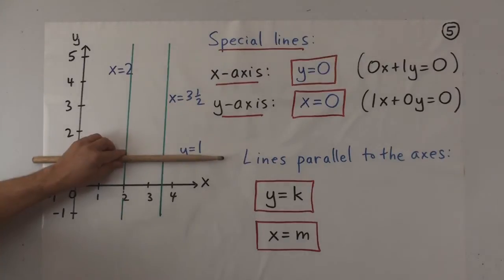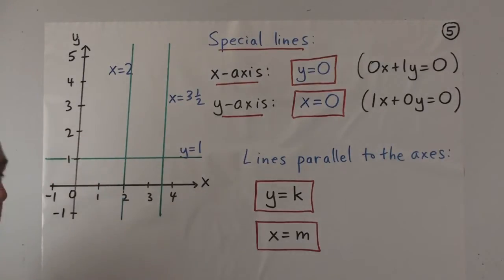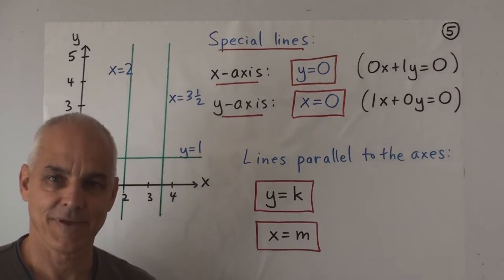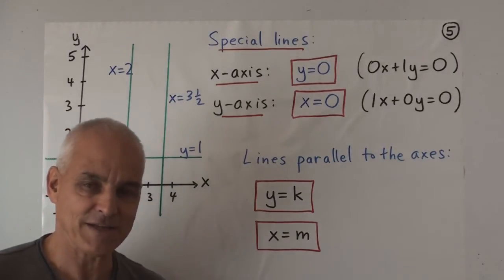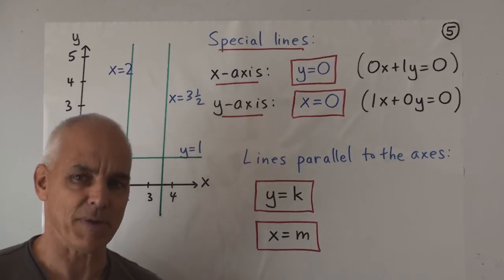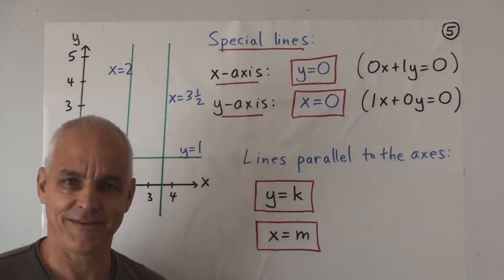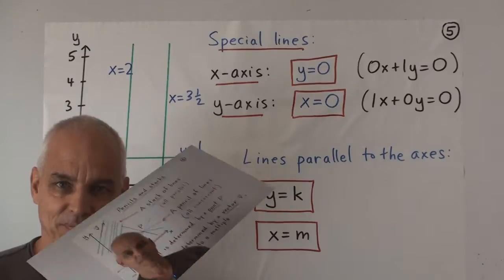This line parallel to the x-axis is the line y equals 1. I'll just point this out because sometimes these lines, even though they're simpler than the usual lines, cause students a little bit of problem because they're a little bit different looking. There's a few zeros in there.